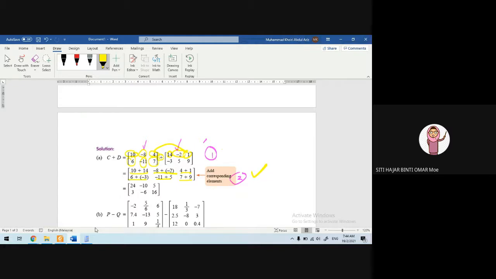Mesti follow the first one and the second one. Last one, barulah you write down the answer. 10 plus 14 is 24.